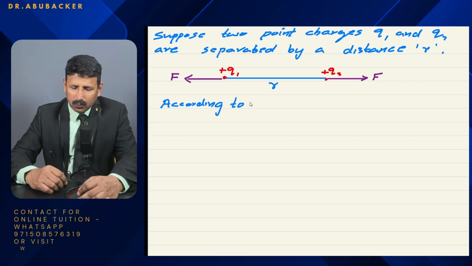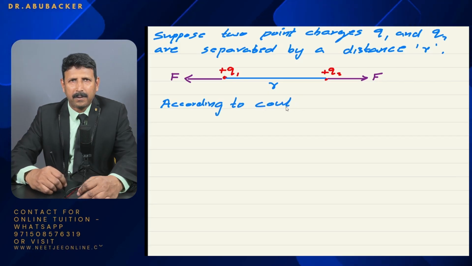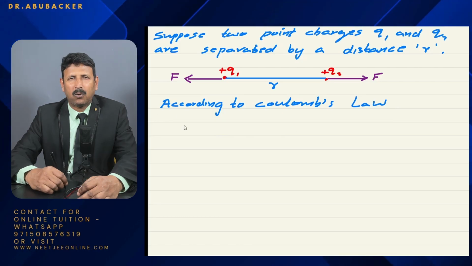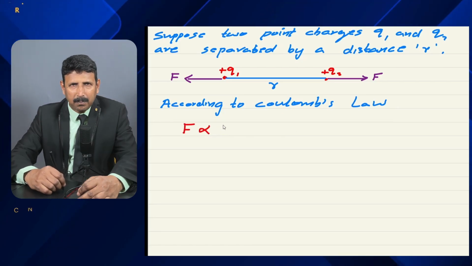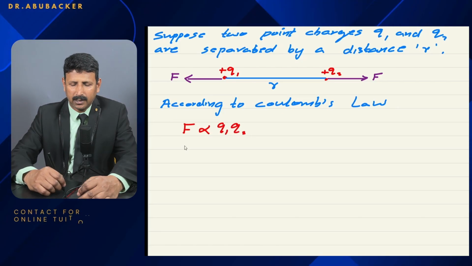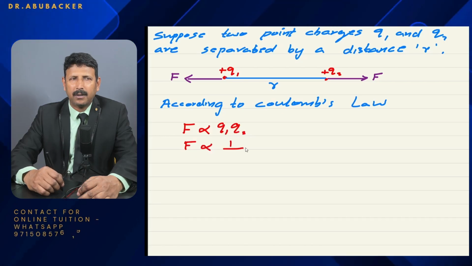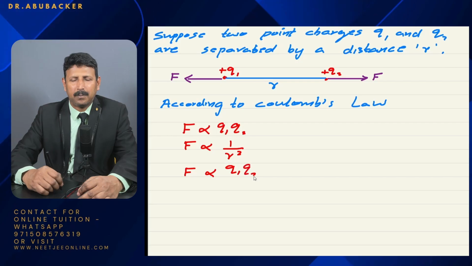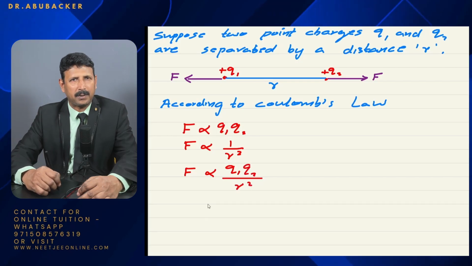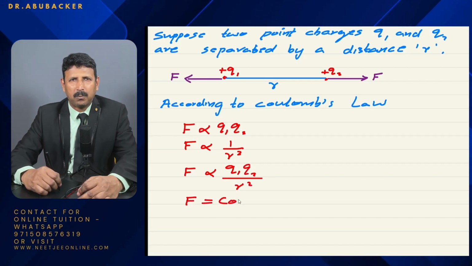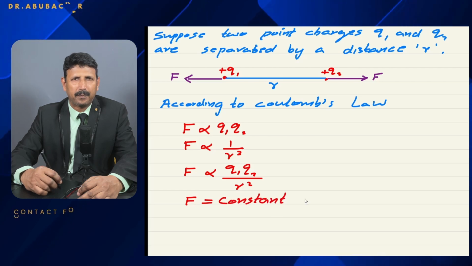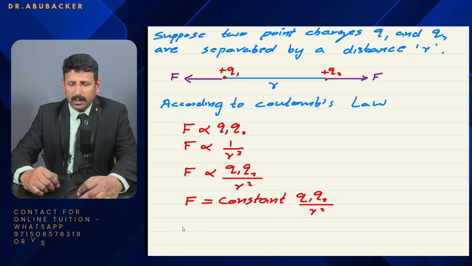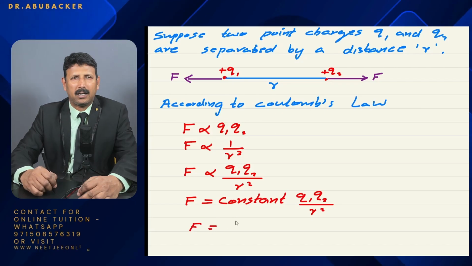Now according to Coulomb's law, the first statement says that the force F is directly proportional to the product of their charges. The charges are Q1, Q2. The second one is that force is inversely proportional to the square of the distance between them. So join them: F is proportional to Q1 Q2 by R square. Here some constant is required. So F is equal to a constant into Q1 Q2 by R square.